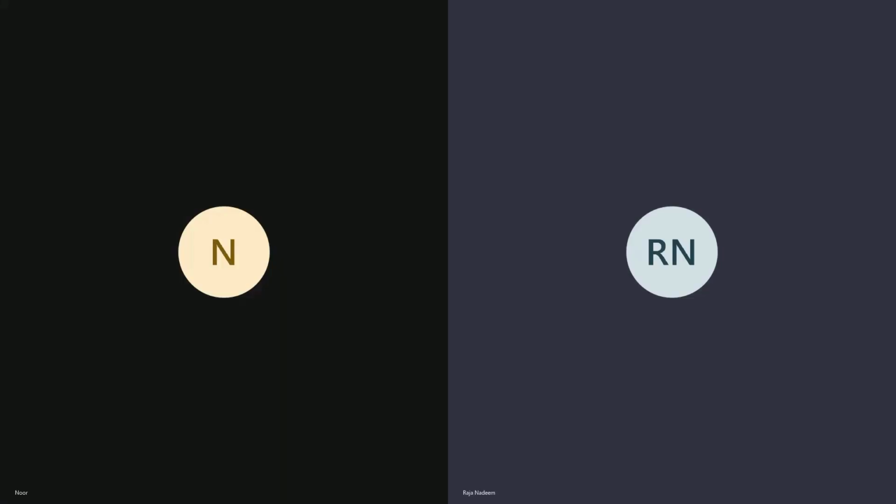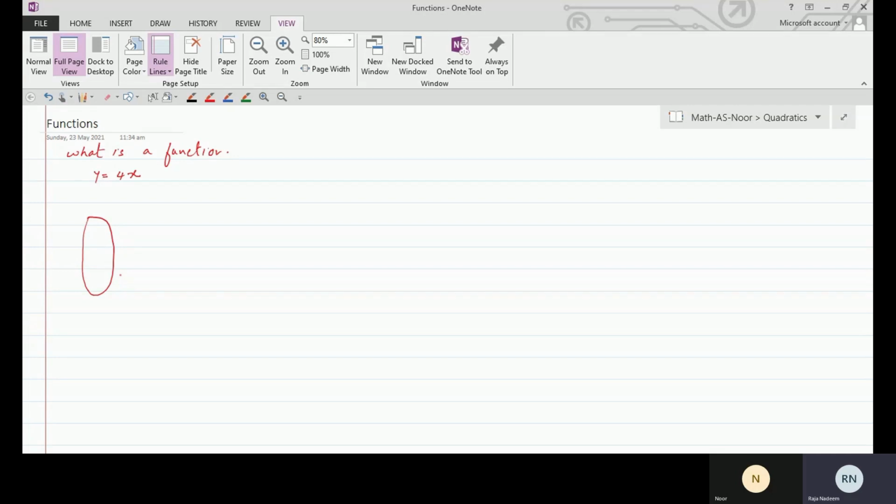What is a function? But before coming to the definition of a function, we'll consider an example. For this example, I've considered a very simple example: y is equal to 4x. To go to the definition of a function, I'll make these two shapes. We call it an arrow diagram. This first shape will represent the values of the domain.